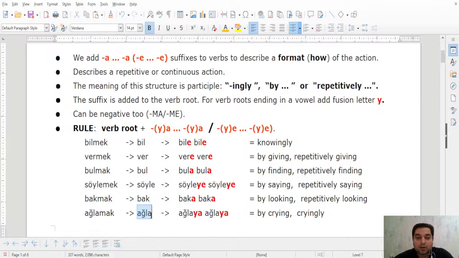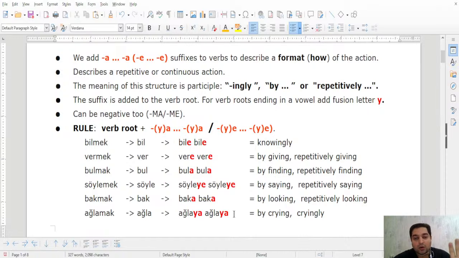So ağla becomes ağlaya ağlaya. And by the way, there are many songs in Turkish where you can hear this phrase, ağlaya ağlaya. So that's basically crying. I have seen this crying in English, so the best translation would probably be cryingly. I went cryingly, something like that. Or I left the room crying, okay? That's what it means. Odayı ağlaya ağlaya odadan çıktım. I left the room crying.